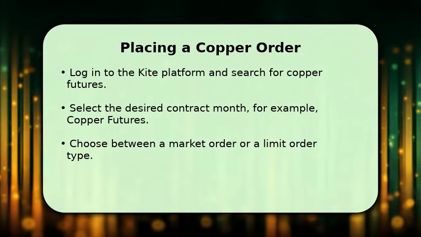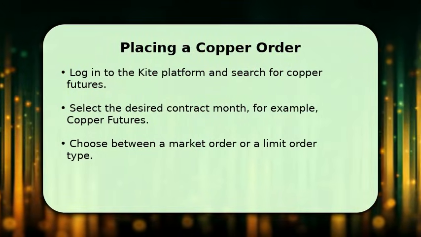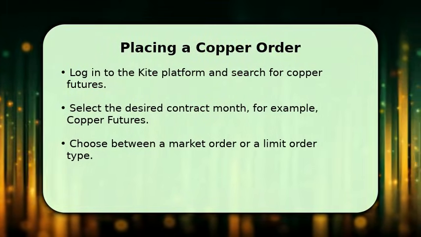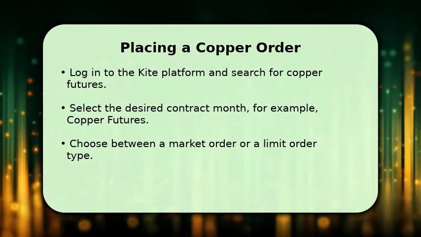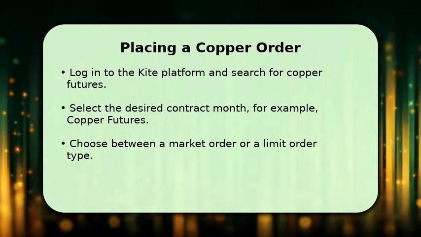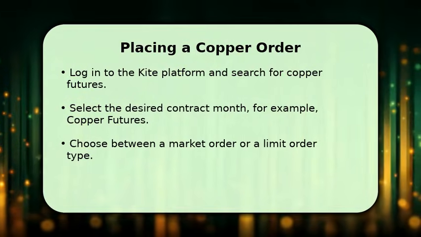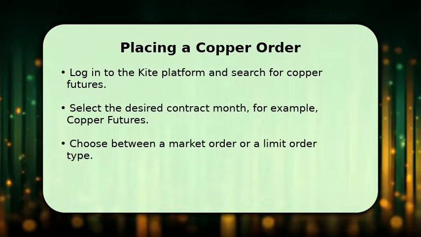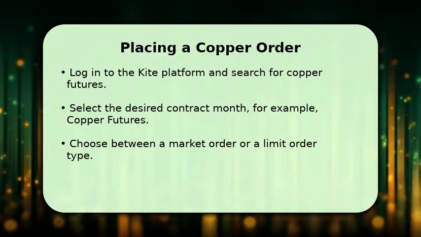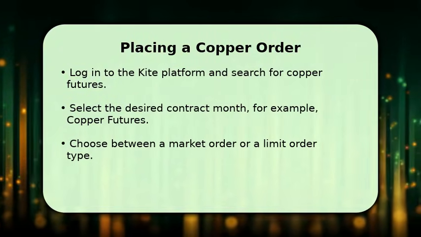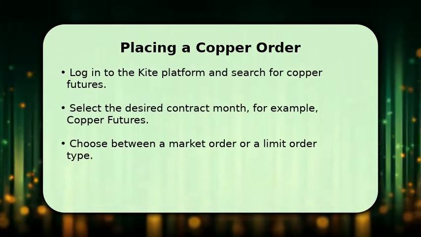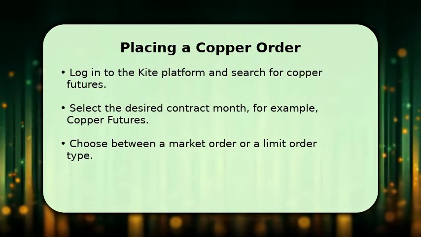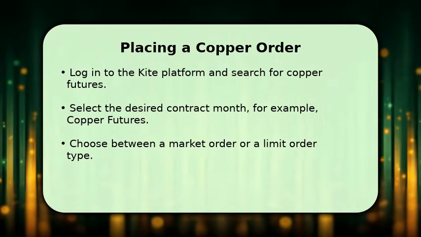Once your account is ready, log in to Zerodha's Kite platform. In the search bar, type Copper Futures to find available contracts. You will then select the specific contract month you wish to trade, such as the current month's expiry. Decide whether to place a market order for immediate execution or a limit order at a specific price. Finally, enter the quantity, which is usually in standard lot sizes, like 1 metric ton.